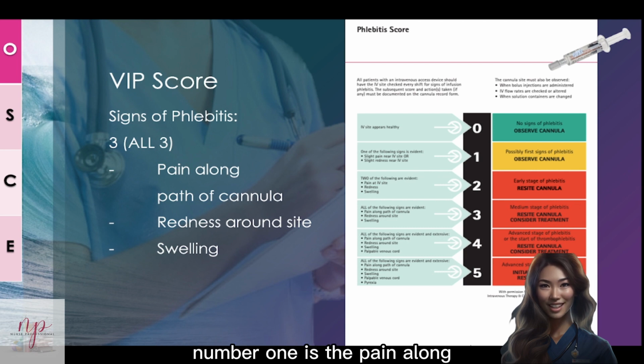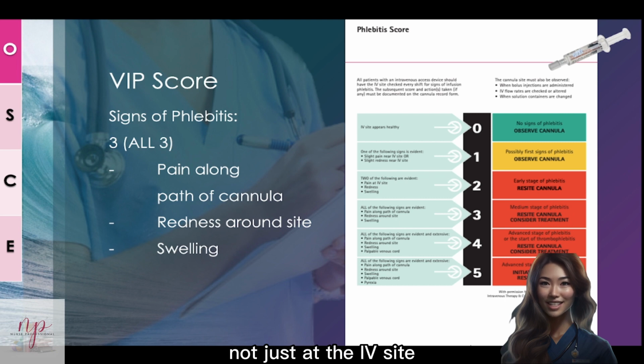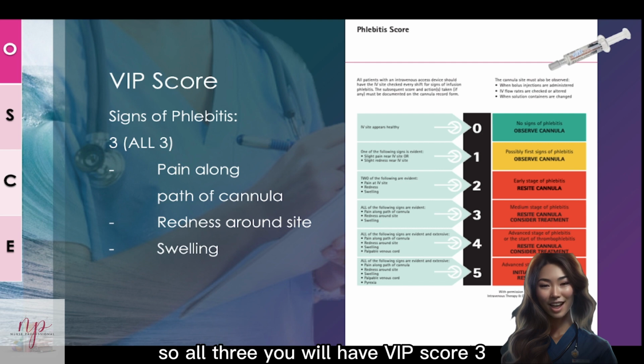Number 1 is the pain along the path of the cannula. You see the pain is exaggerating, not just on the IV site, but now it is along the path of the cannula. And then redness. The redness is extended to around the IV site, not just at the IV site. And then you will see swelling as well. So all 3, you will have FIB score 3.